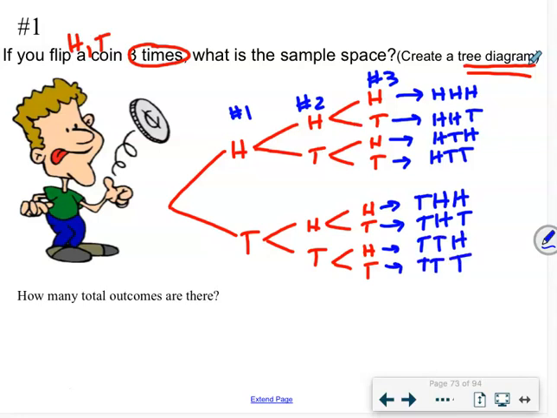All right, normally we would use the curly brackets and list them. I'm just out of space, so I'm not going to do that right now. So if they ask you what is the sample space, you're supposed to list them all out. Then the second question is how many total outcomes are there? If you count those up, we have 8. There's 8 different ways that can happen.